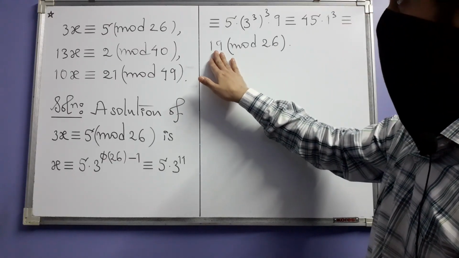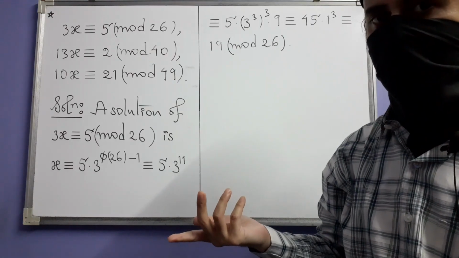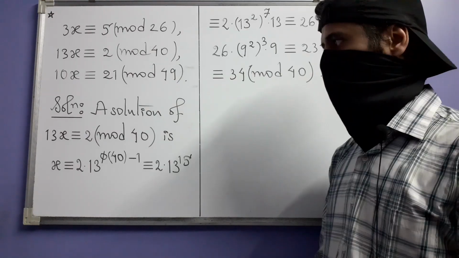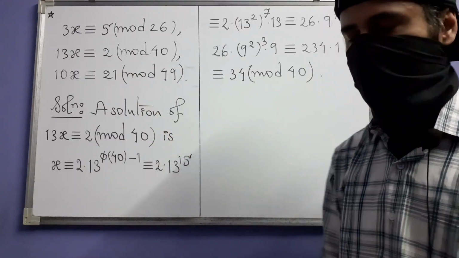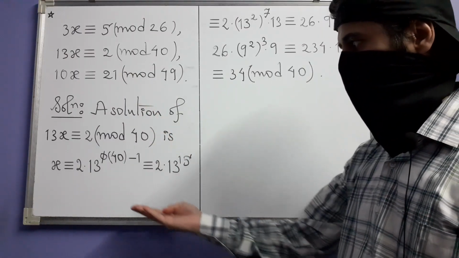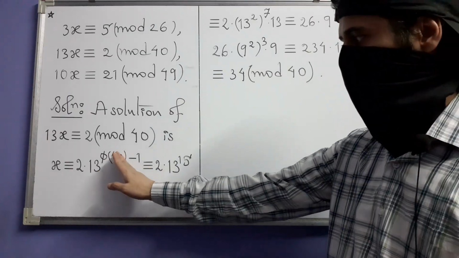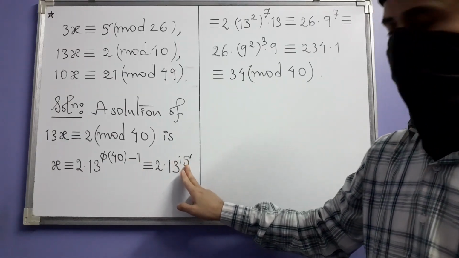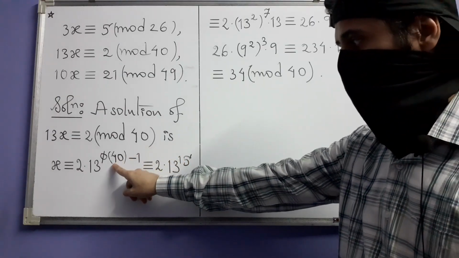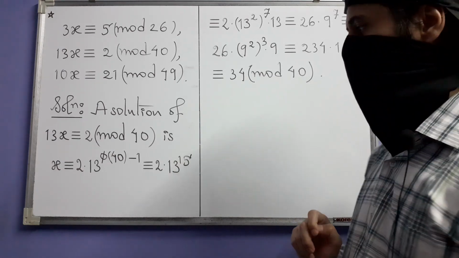I want you to use this value here and see if it's really matching the congruence. Then we have this second one, 13x is congruent to 2 modulo 40. So again by part A, this should be the solution. 2 times 13 to the power phi of 40 minus 1. Phi of 40 minus 1 is 15. I want you to actually go through these calculations, okay? Don't just blindly write these things down.